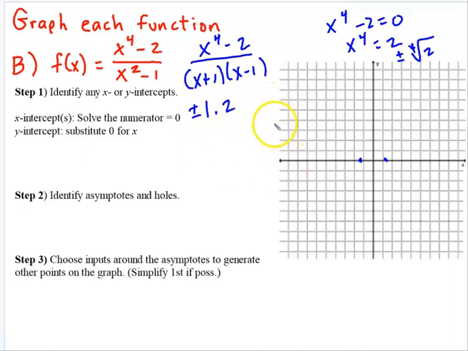What about a y-intercept? Can you tell where that is just by looking? You're going to let both the x's become 0. What do you get? Looks like 2, right? Negative 2 divided by negative 1, positive 2. So if you want the y-intercept, just put 0 in for all your x's and see what's left.